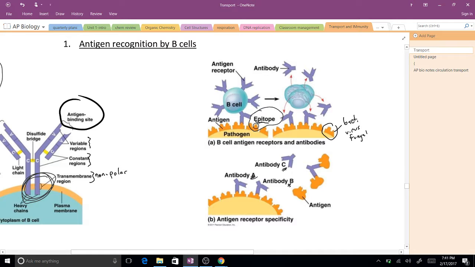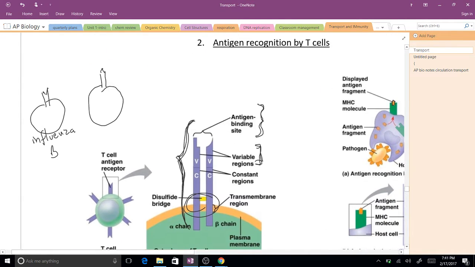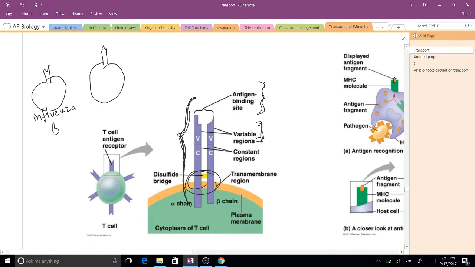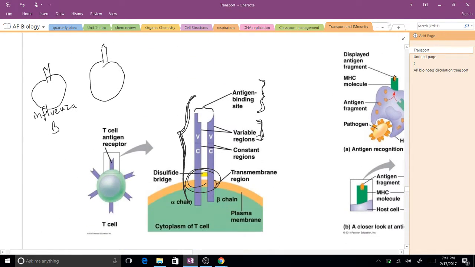So you see down here, antibody A or receptor A would focus on this epitope, antibody B would focus on that epitope, but antibody C doesn't really attach to anything. So those would be the ones that would react. Now, T cells have a somewhat similar arrangement, but they don't have that Y shape. T cells are just one long length, but you'll notice some similarities. Variable regions, the antigen binding site. So this is binding to an antigen. Now it's not going to directly bind to an antigen just floating around. So that's going to be an important difference. We'll talk about that in just a second.